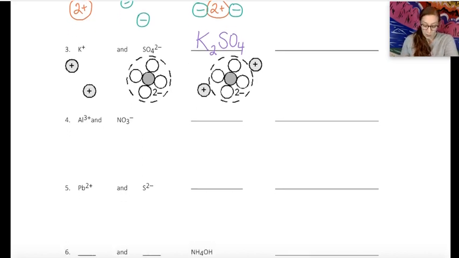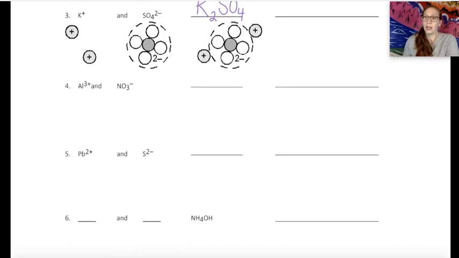So what we've got in number 4 is an aluminum +3 ion. I'm going to start out by drawing that. I'm going to choose a different color. Let's go with red. And then I have this NO3 -1 ion. Now, the name of this is nitrate. That's not particularly important right now, but you can find that on your periodic table of ions. What is important is how we're going to draw this.